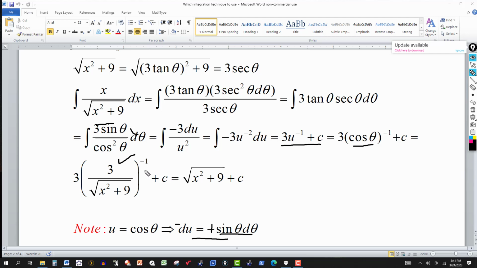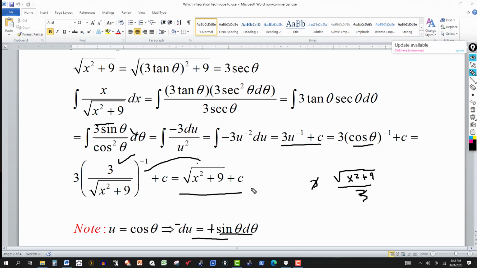And then, of course, to go from this step to this step right here, this is a negative 1, so that's the same thing. If I make it a positive 1, I have to take the reciprocal of this. So applying that negative 1 exponent, it becomes the square root of x squared plus 9 over 3. And then, of course, it's multiplied by 3. So these divide out, and I get the answer, the square root of x squared plus 9 plus a constant, which is the same thing we got using your standard u-substitution applied to the original integral.